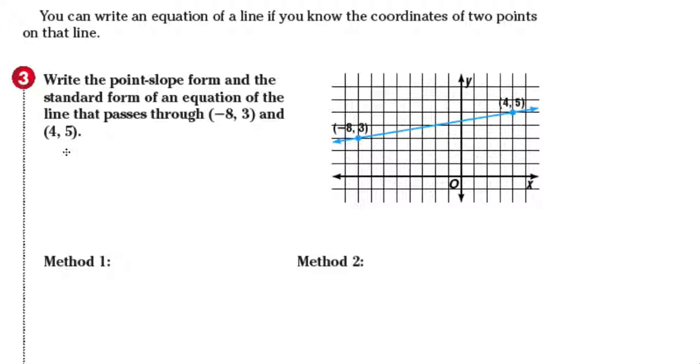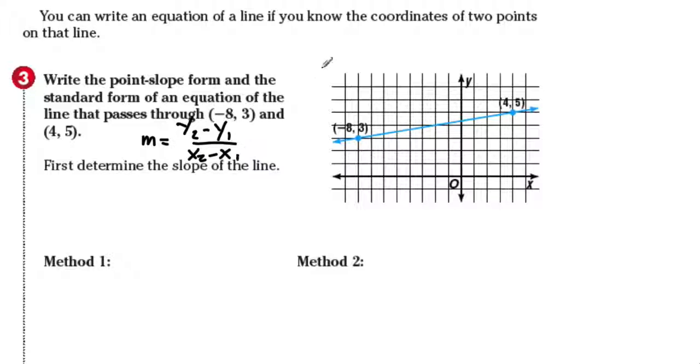Okay, so let's start. First and foremost, in trying to determine an equation of any line, you need to find the slope. And that means you need to know the slope formula again. As a review, the slope formula is y sub 2 minus y sub 1 all over x sub 2 minus x sub 1. Okay? And using these 2 points, this is our slope.